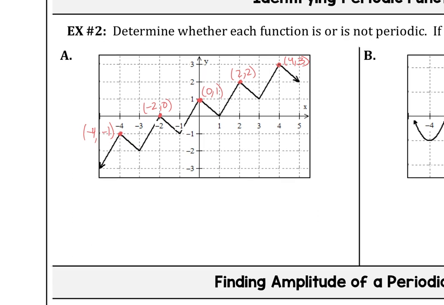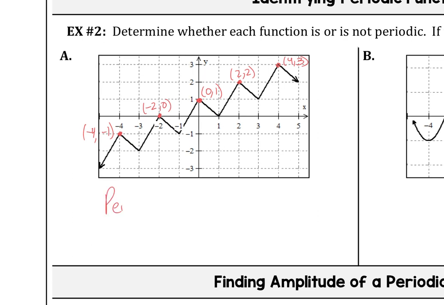Remember, the definition of periodic means that the y values have to repeat. If you look at the coordinates I just wrote down, none of those repeat. The y values are not repeating. So this one would not be periodic. Some people will look at that and think, well, it has the general shape of a periodic function, but if you look, the y values are not repeating.